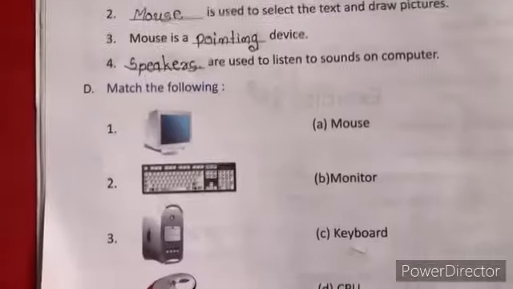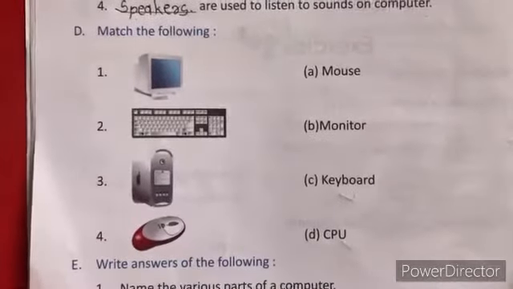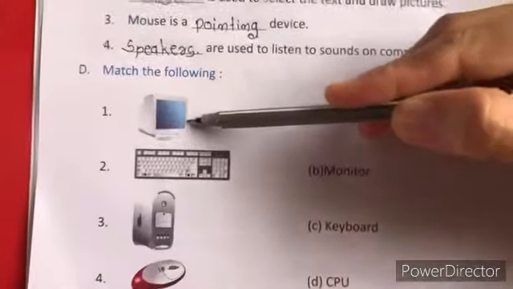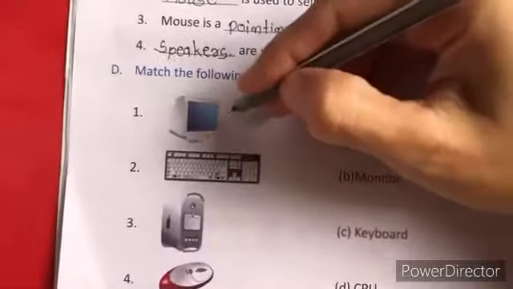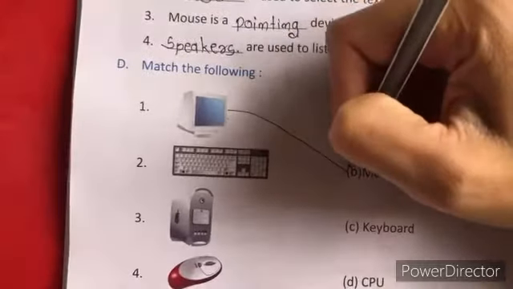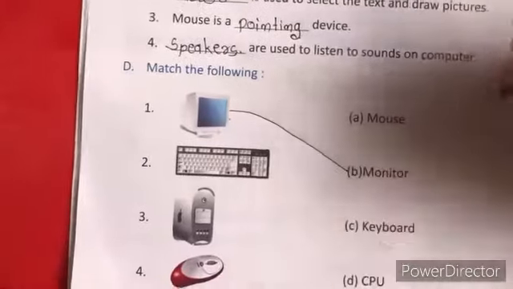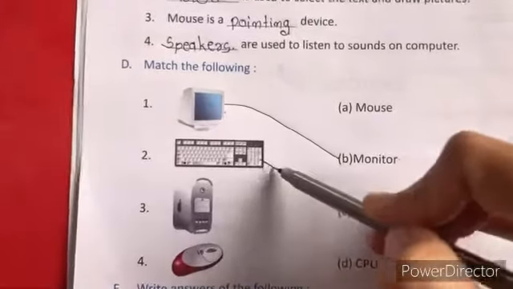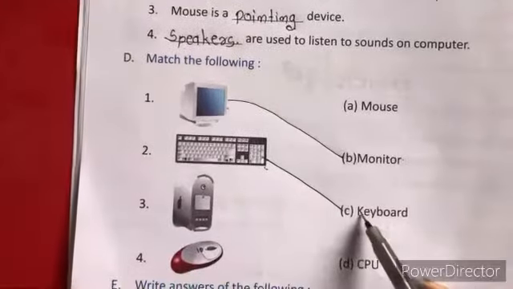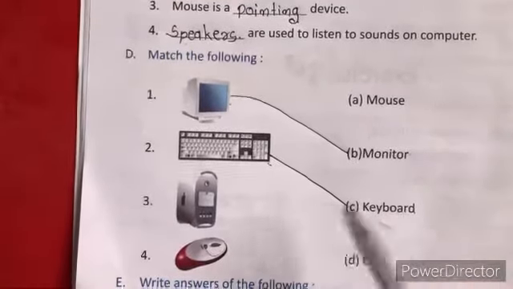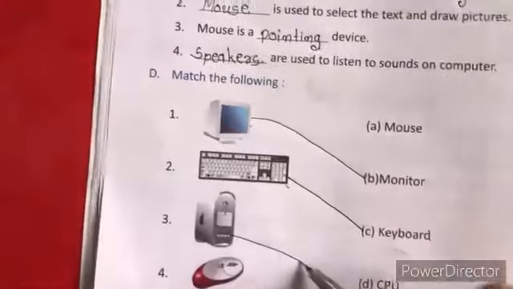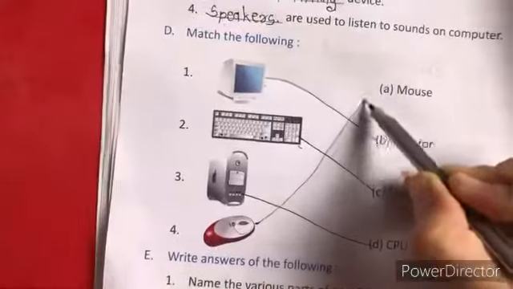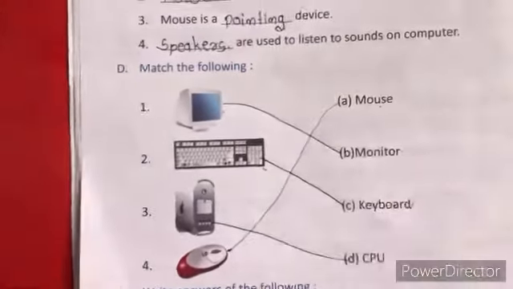Right? Now match the following. What is this? This is a monitor. So we match monitor to monitor, right? This is a keyboard. So we match keyboard to keyboard. This is the CPU, so we match CPU. This is a mouse, so we match it with mouse.